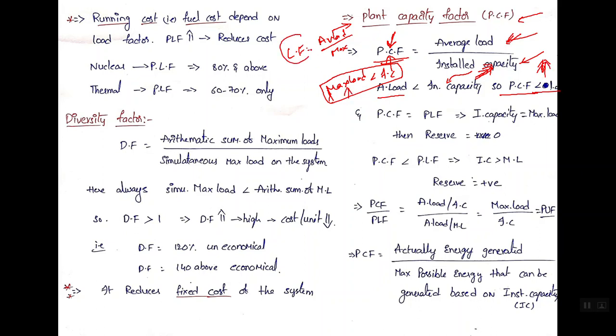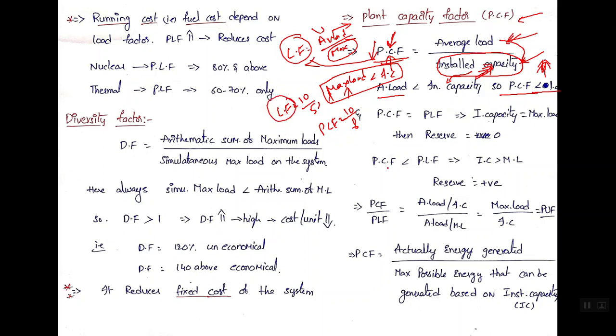We know that load factor is equal to average load by maximum load. Here it is average load by installed capacity. Here installed capacity is higher, which means the capacity factor is lower than that of load factor. Let us take load factor as 10 by 5, and capacity factor as 10 by 8. Which is higher, friends? Load factor is higher.